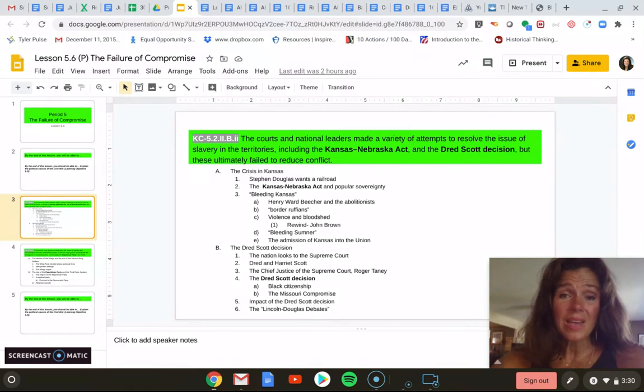It proves to be a miserable failure because of an event known as Bleeding Kansas. It's called Bleeding Kansas because quite literally, there is violence and bloodshed in Kansas. To start, a very prominent minister from New England, Henry Ward Beecher, and other New England churches gathered together and raised money to send radical abolitionists from New England to move to Kansas, just in order to sway the vote against the extension of slavery.